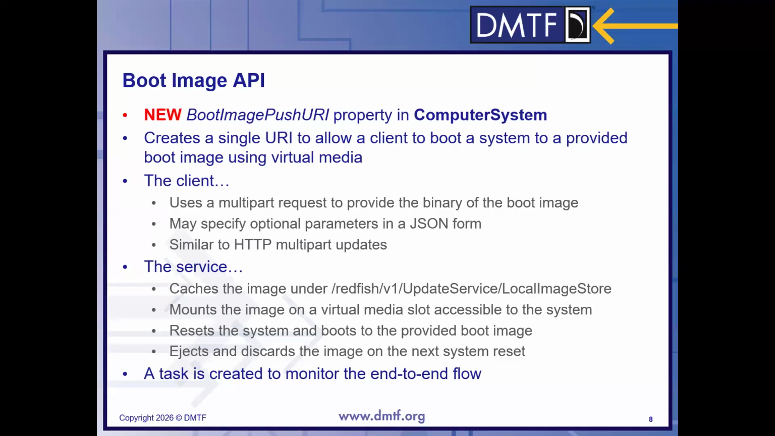Now, from the service perspective, on its part, it caches the received image under this particular URI, Redfish V1 update service local image store. It then mounts that image on a virtual media slot that's accessible to the system. It triggers a system reset and automatically boots to that provided boot image. And then finally, if specified, it ejects and discards that image on the next system reset, making it a one-time boot to that image. And then in our task service, we set up a task that monitors this flow from end to end.